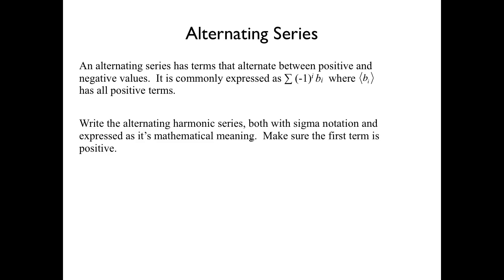Okay, so see if you can do this. I want you to write the alternating harmonic series, both with sigma notation and for a third grader. And we want to make sure the first term is positive, right? What is the first term in the harmonic series? 1, right? 1 over 1. So we want that one to be positive. Can you write it both ways? Write it with summation notation and write it for a third grader.